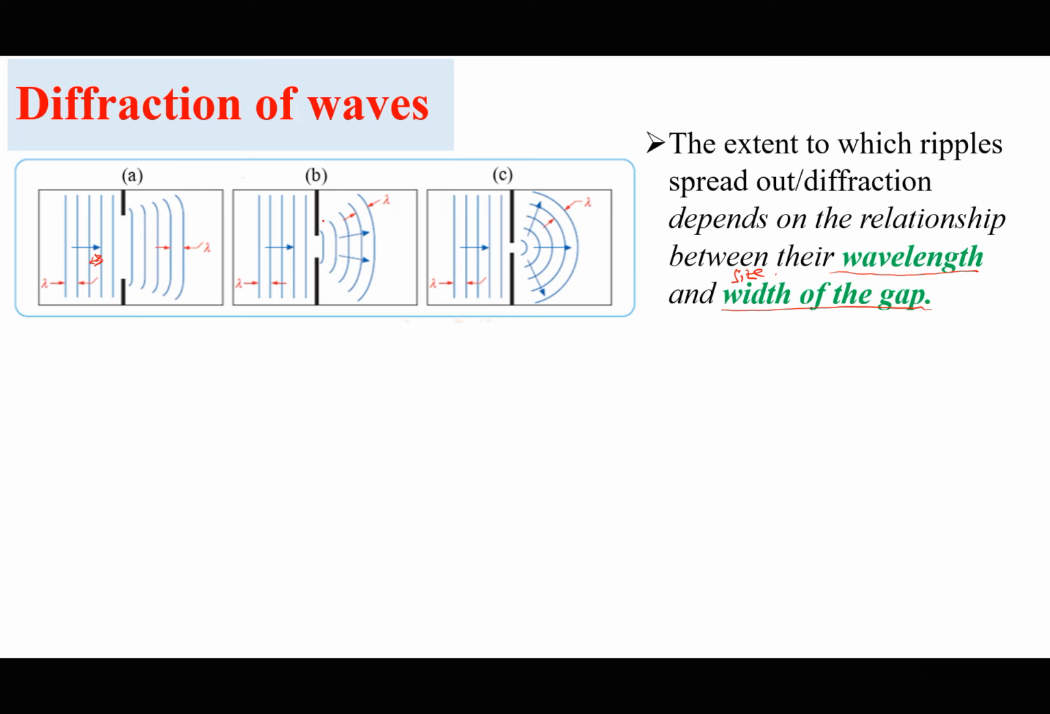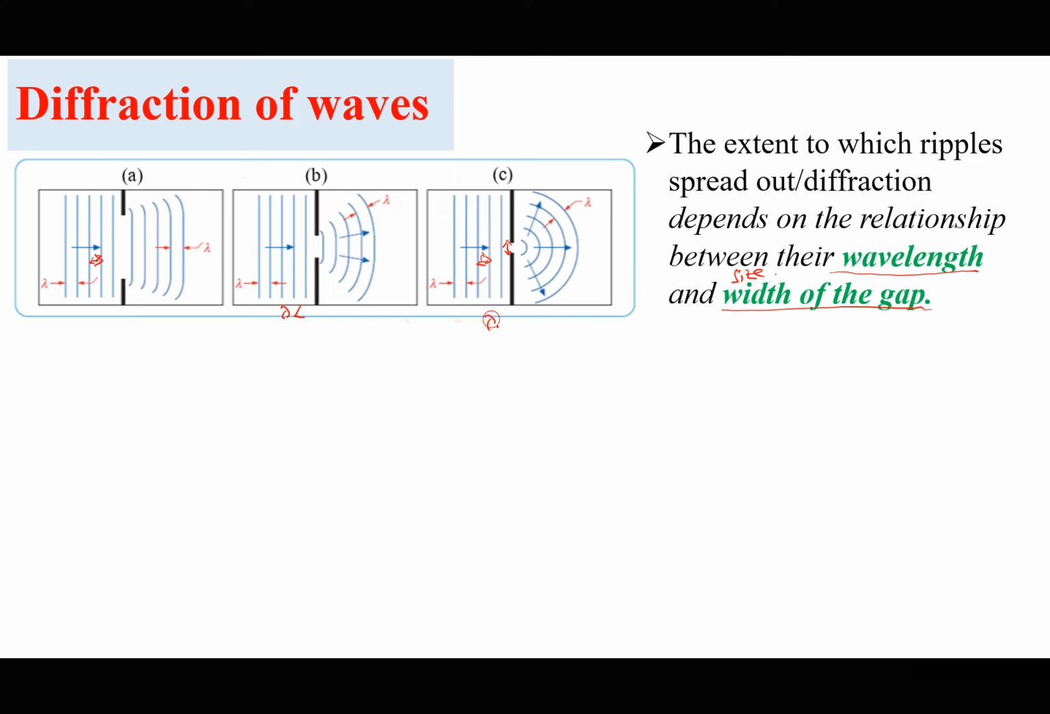In the second case, we have slightly decreased the size of the gap, but still the wavelength is less than the size of the gap. So there is more diffraction, at least the curvature here is more than the curvature in A, but the diffraction is still not as pronounced as we would expect. In the third case, what is very special is that the size of the gap is appreciably equal to the distance between the wavefronts, which is the same as the wavelength.